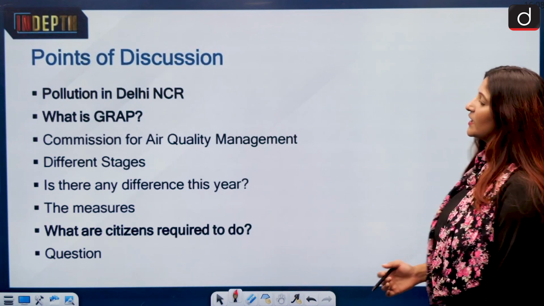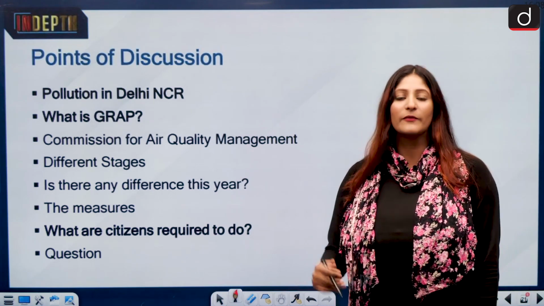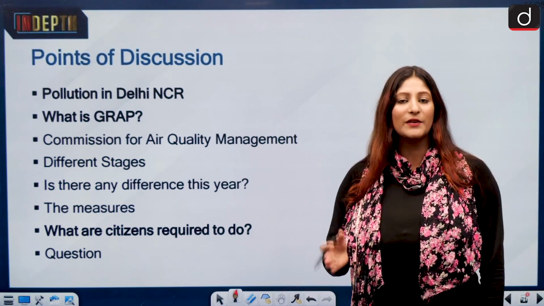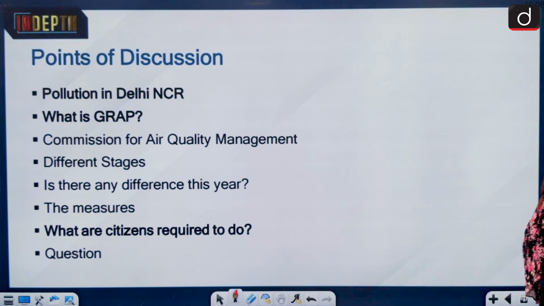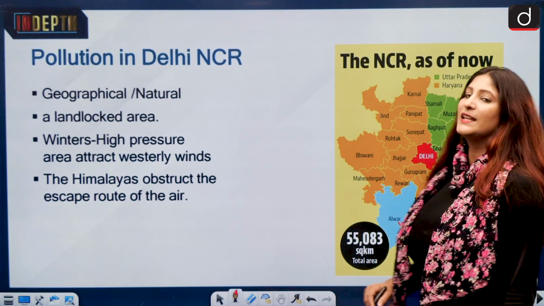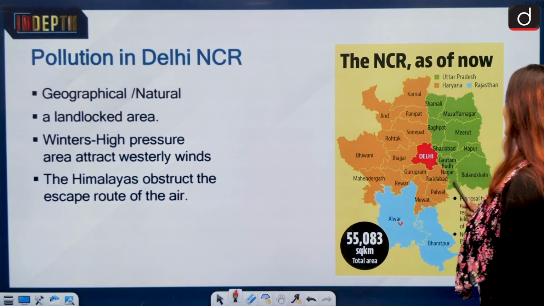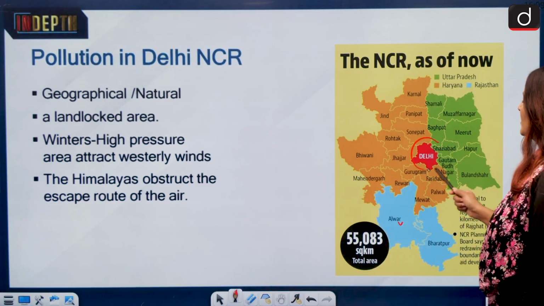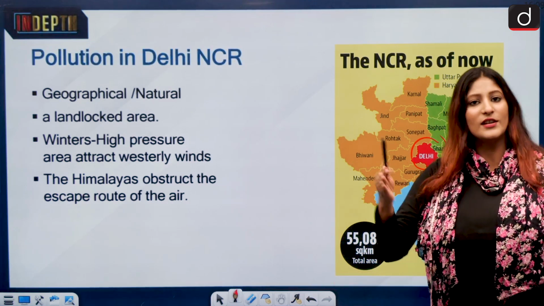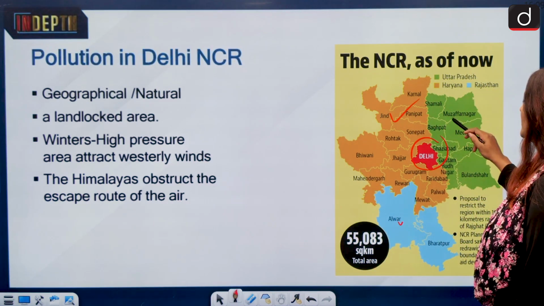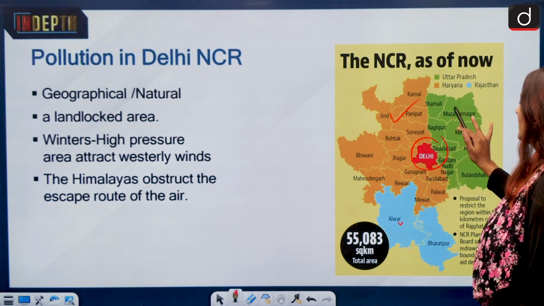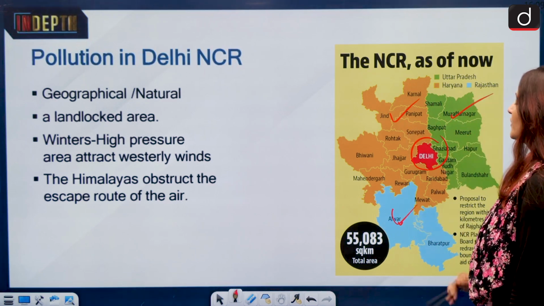These are the many topics that we are going to go through step by step from the perspective of GS mains papers 2nd and 3rd, and also from the perspective of prelims. Facts are important. So what is Delhi NCR? Delhi NCR is the region adjoining the national capital of India, Delhi National Capital Region. It consists of districts from Haryana, Uttar Pradesh, and Rajasthan.